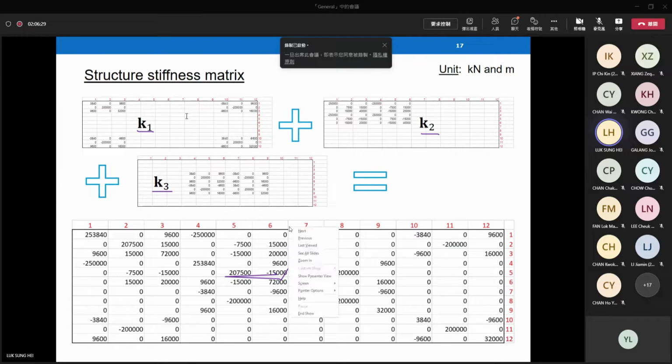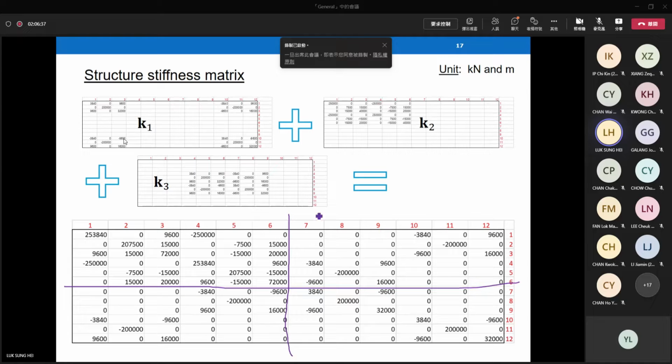Which part is useful? You can cut the matrix into 4 regions. Starting from column 7, they always multiply by 0. So the second half is redundant.